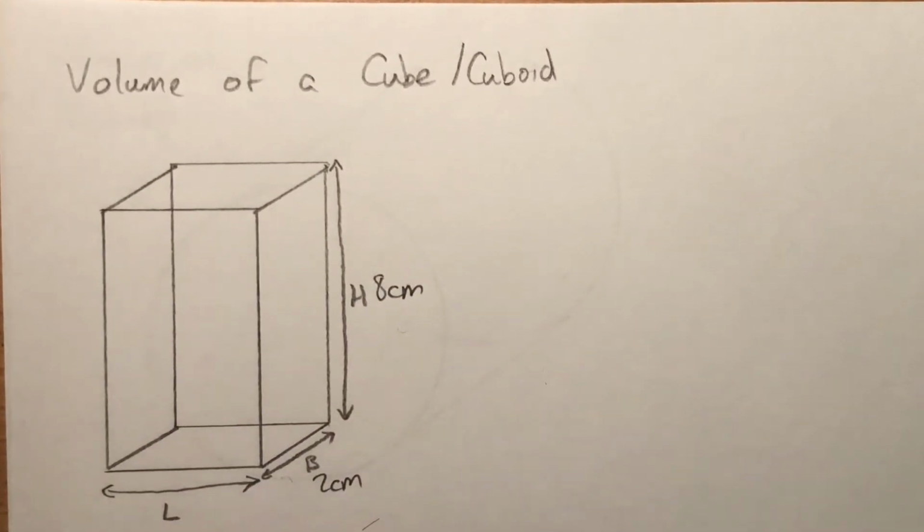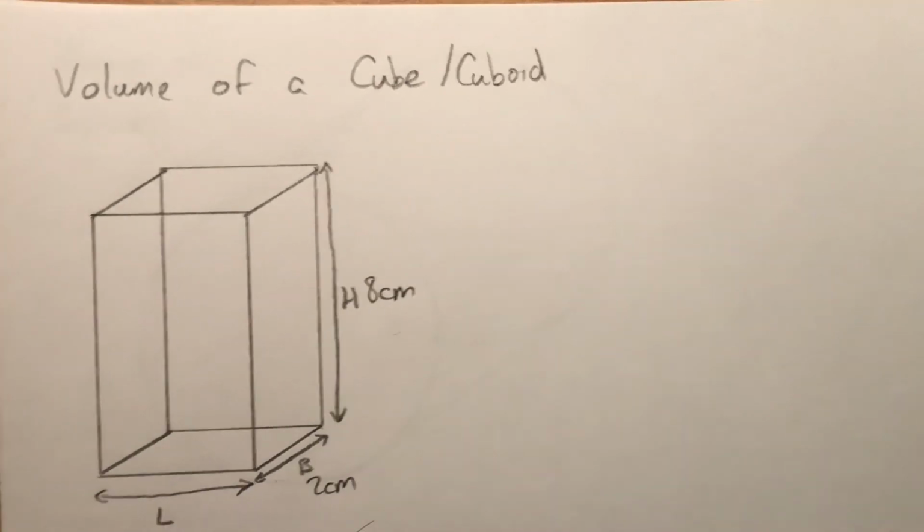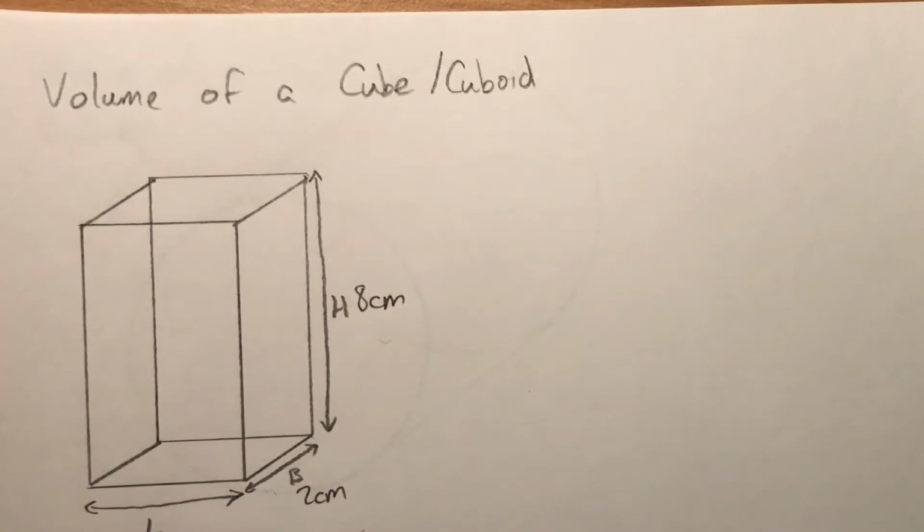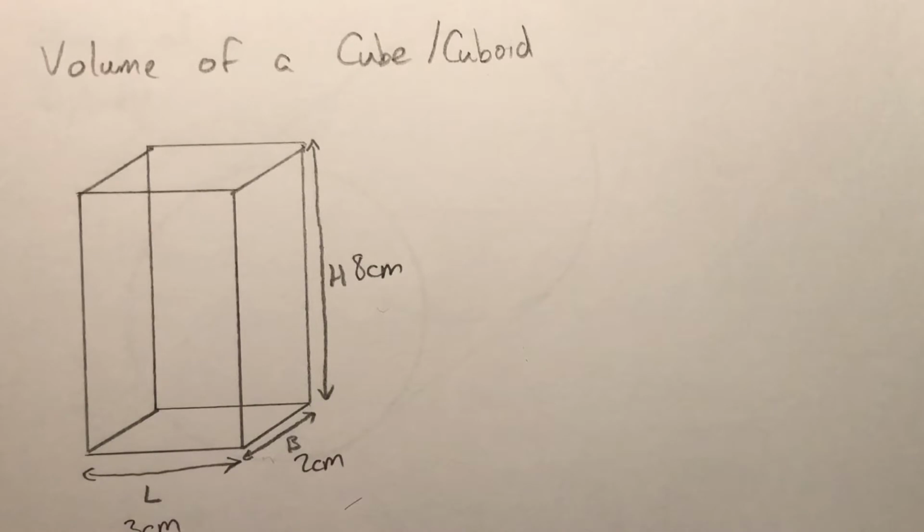In this video, we're going to start looking at volumes of different types of prisms. To begin with, we're going to look at cubes and cuboids. This should be revision from first and second year. This should not take you very long to revise and pick back up. We've got volume of cube or cuboid.